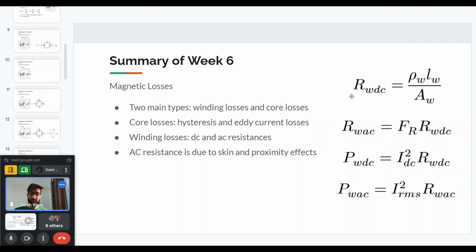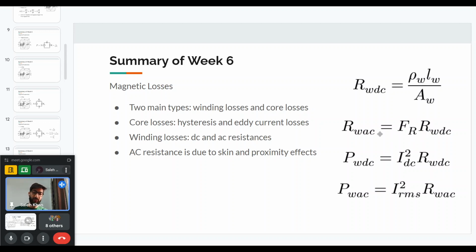But due to some skin and proximity effects that I will not go into right now, you can check one lecture in the course if you want to find more details about the skin and proximity effects. It basically increases the overall resistance of the winding, but only for AC currents. These skin and proximity effects happen because of the change in the currents, and they only happen due to the AC portion of the current. So that is why it is called an AC resistance, and it is usually higher than the DC resistance by a factor, which here is given by FR.